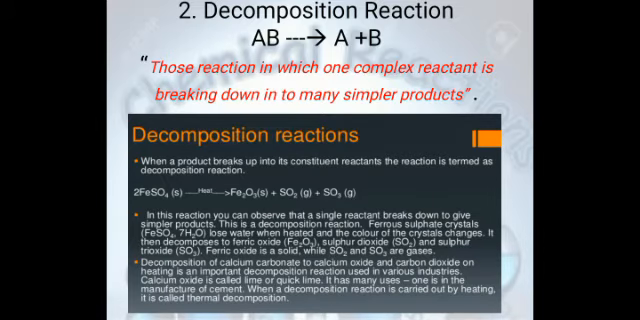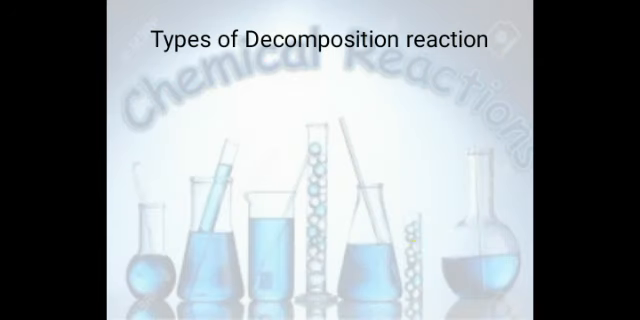How will we know that decomposition has occurred? The color of the substance will change and it will form some different color. Decomposition of calcium carbonate to calcium oxide and carbon dioxide is also one kind of decomposition reaction. Okay, so let's discuss further types of decomposition reaction.